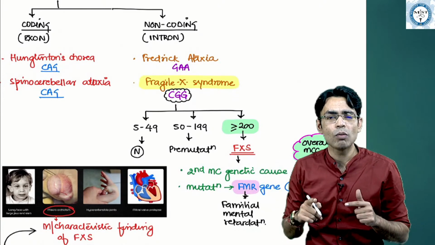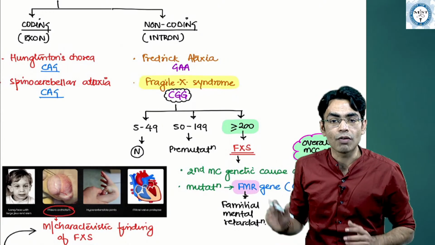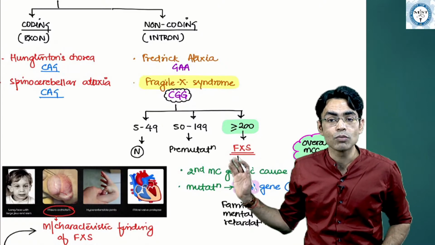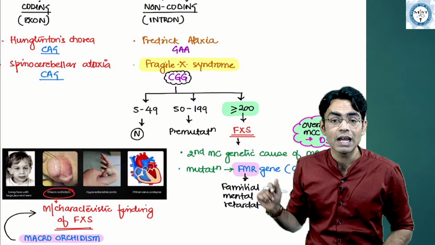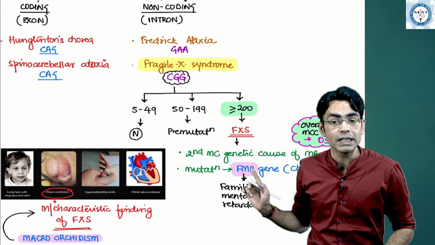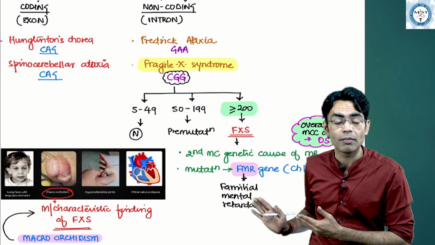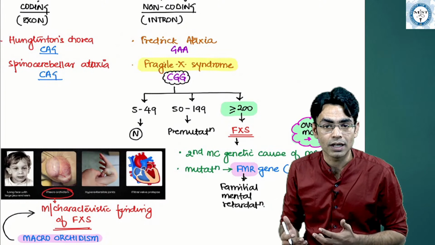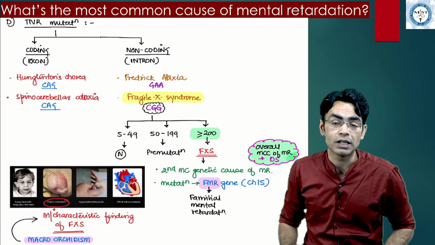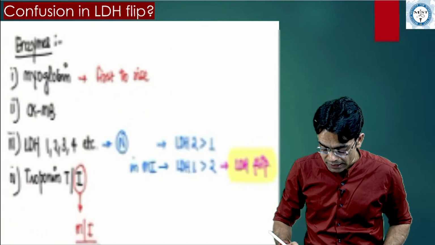And with Fragile X syndrome, always remember the word macroorchidism. So the most characteristic feature of a person suffering from Fragile X syndrome is macroorchidism. And this is the second most common genetic cause of mental retardation, and the gene which is getting mutated in these individuals is FMR, familial mental retardation. So obviously the gene is FMR, so you can understand it will lead to mental retardation. But overall, if somebody asks you the most common genetic cause of mental retardation, always go for Down syndrome. So I think your confusion ends here.